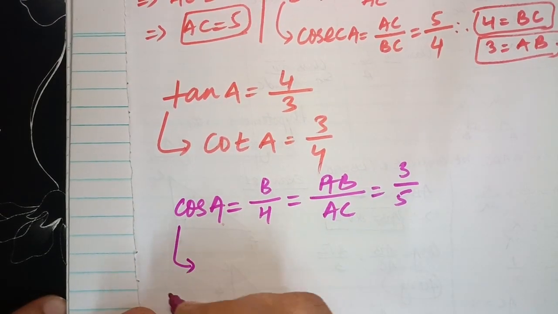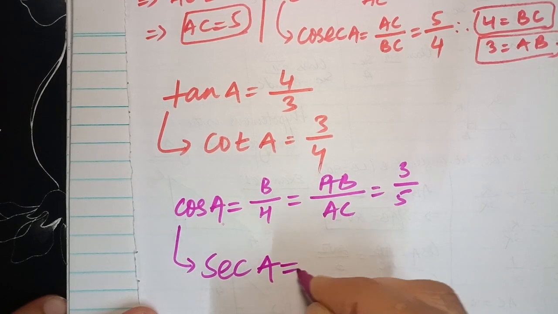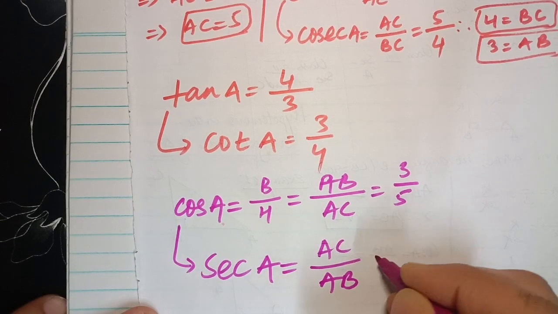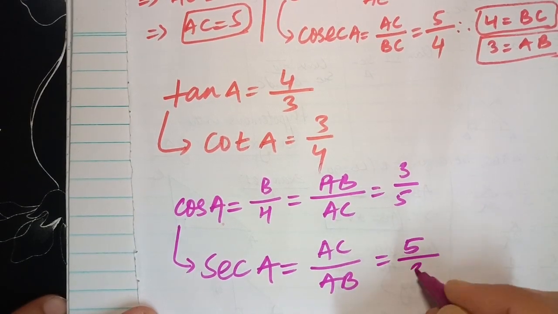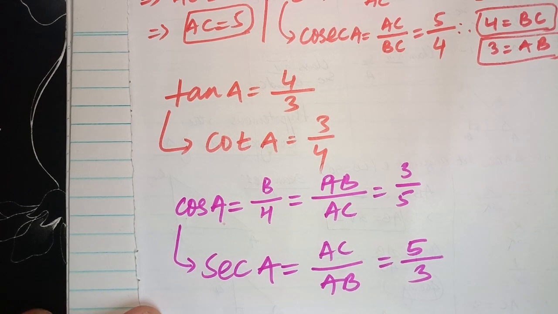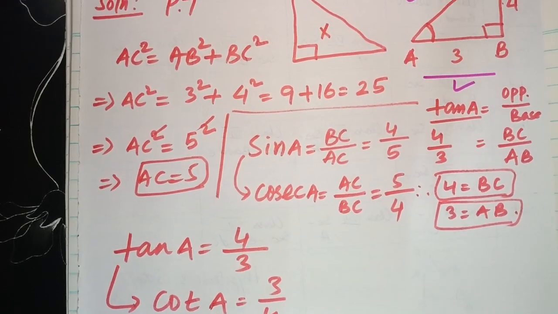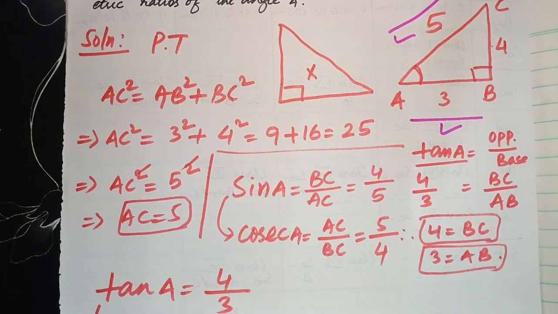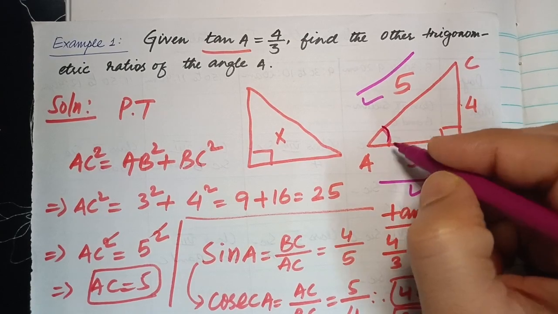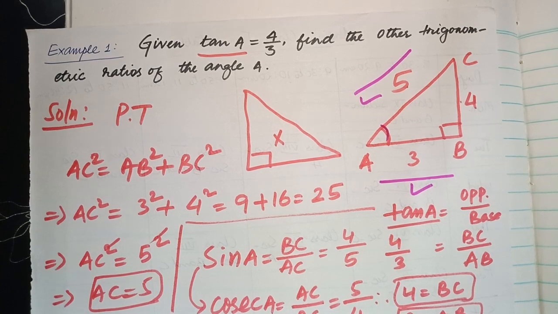Now the reverse of this is known as sec. Sec of A is AC by AB, that is 5 by 3. In this way you have to find the trigonometric ratio. Most of the time they will provide you with two sides or the value of this angle. They will give you the angle and then ask you to find the remaining two sides. That kind of question will come.